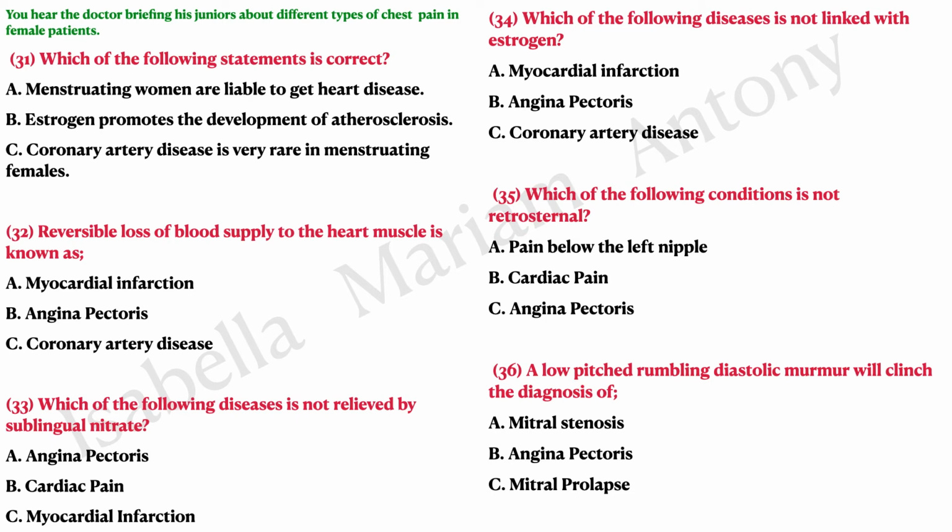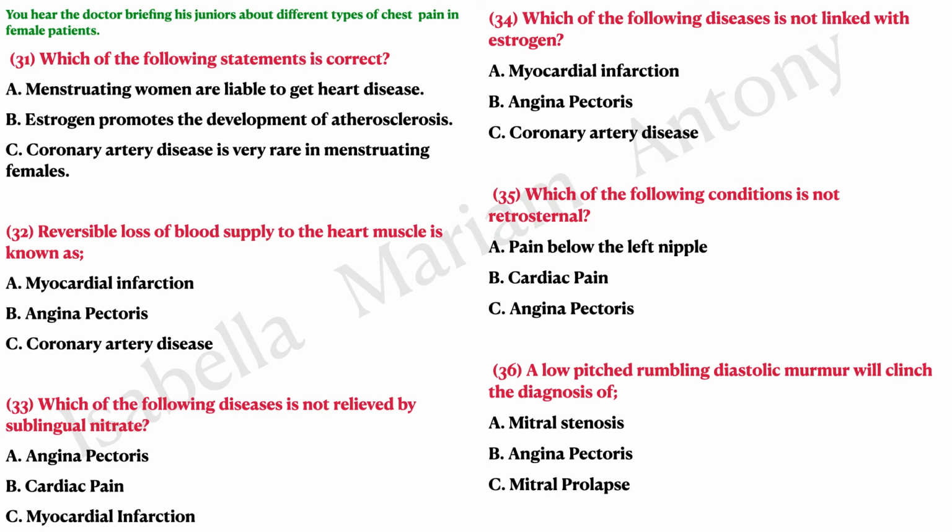There are numerous other structures in the thoracic cavity. Therefore, a systematic approach is crucial to arrive at the correct diagnosis causing the chest pain. Chest pain in menstruating females has a great significance, as they are less liable to get heart diseases until menopause. Estrogen prevents the development of atherosclerosis. Coronary artery disease or myocardial infarction is very rare in menstruating females. As menopause approaches and estrogen levels decrease, the chances of development of coronary artery disease increase.